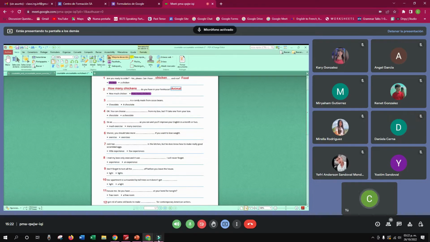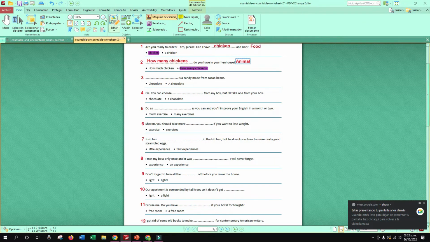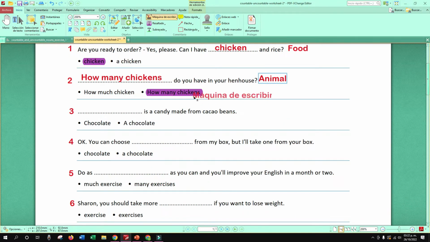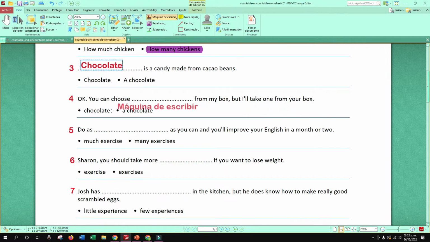Work. Trabajen. Okay, guys, let's check the answers, right? Let me zoom up these. Let's see. Number 3. Is a candy made from cacao beans? Chocolate or a chocolate? Chocolate. Excellent. Chocolate is a candy made from cacao beans.